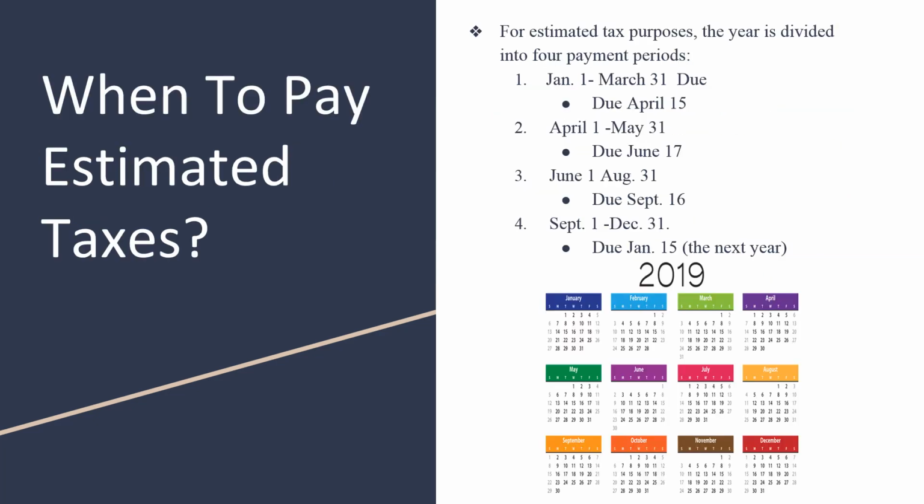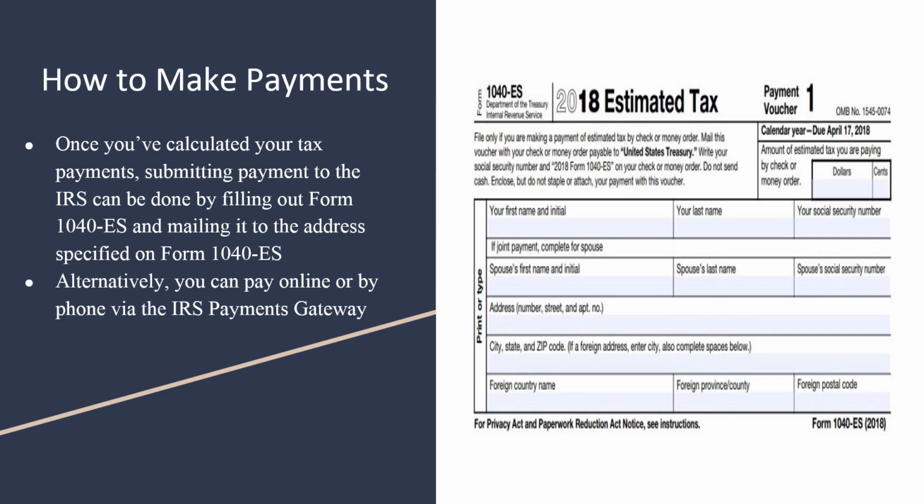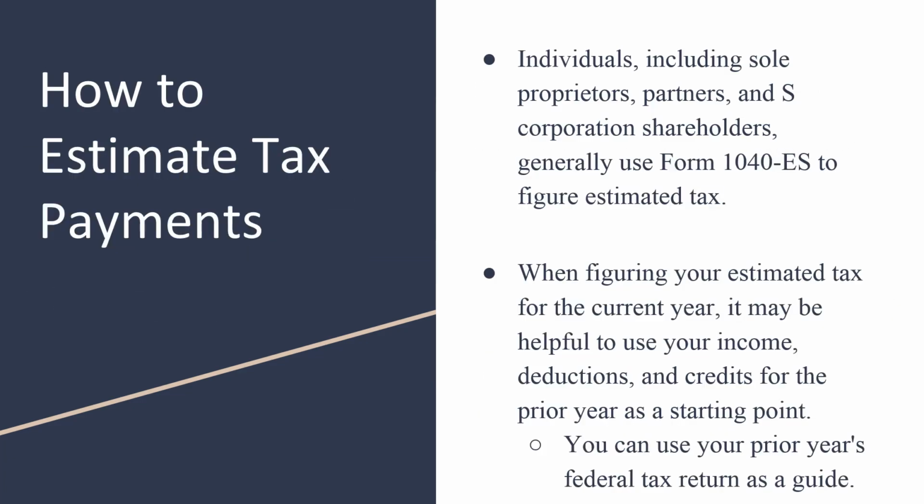For estimated tax purposes, the year is divided into 4 payment periods, called quarters. The quarters are displayed on the screen. Once you've calculated your estimated tax payments, you can pay by phone, by mail, or online. Self-employed individuals typically use Form 1040-ES when figuring their estimated tax payments. It may be helpful to use your previous year's tax return as a guide.